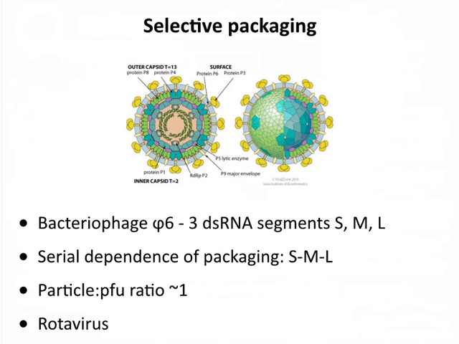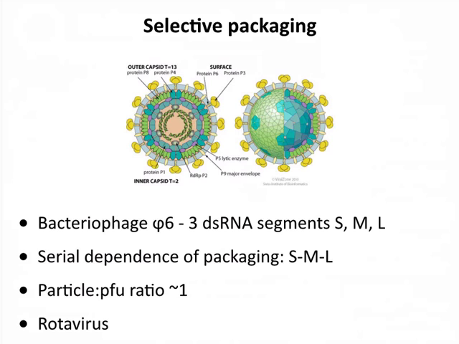And this virus has 3 double-stranded RNA segments. They're called small, medium, and large. And packaging obeys a serial dependence. In other words, when these shells are formed, the first RNA that goes in is the small RNA. Medium and large don't go in first. Apparently, they don't have the right signals. Once the small RNA is in, then the M RNA can get in, but not the L. And only when the M RNA is in, then the L can get in. So SML is the order of packaging of these RNAs.